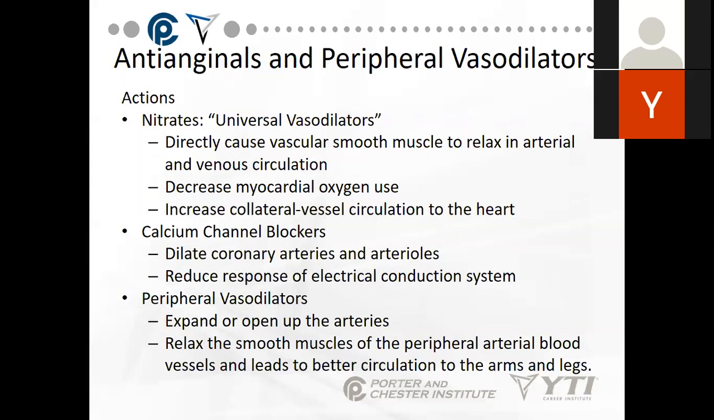So when you're relaxing the smooth muscles in the veins, it helps to increase the pooling of that venous blood. Therefore, it's going to decrease the amount of blood return to the heart, the preload. When you relax the arterial system, it decreases the pressure the heart has to pump against, the afterload. So these effects work together to help the heart receive more oxygen and pump more easily.